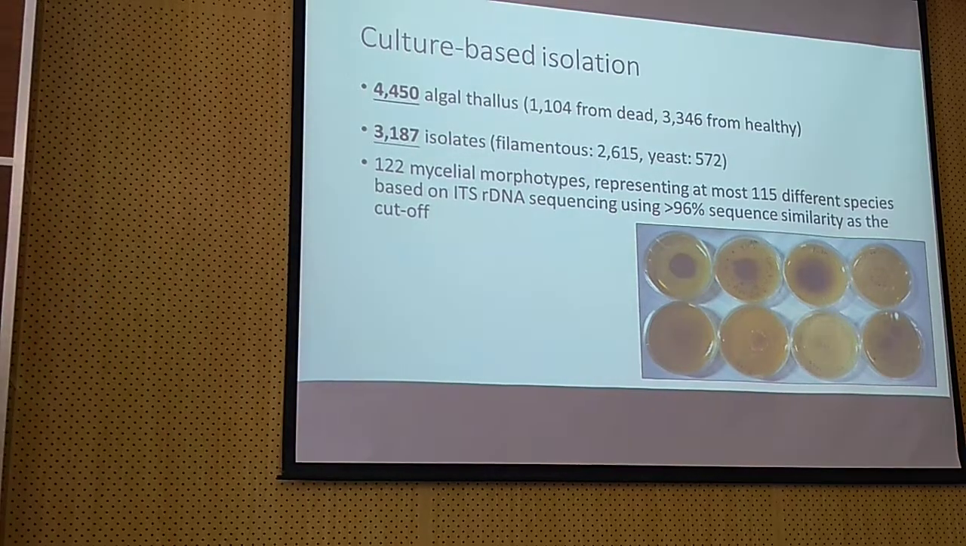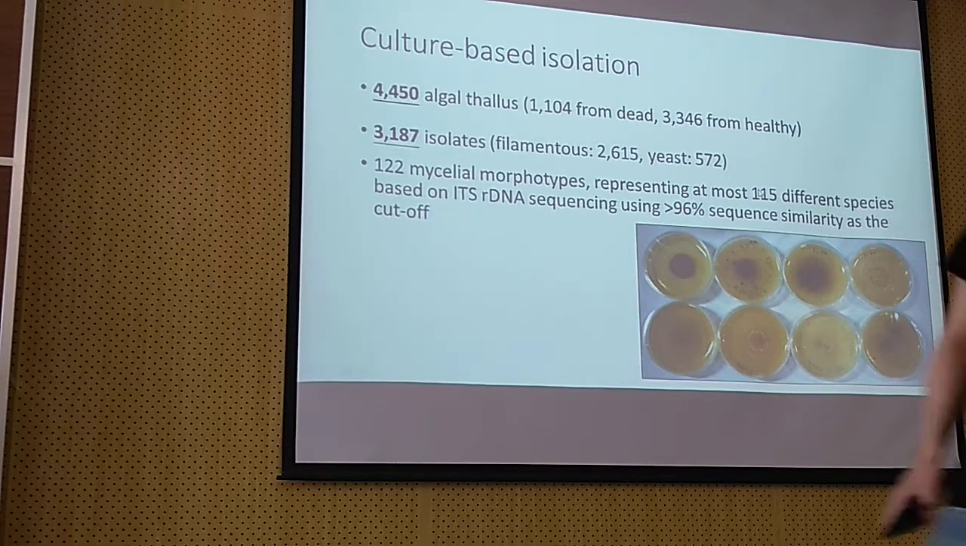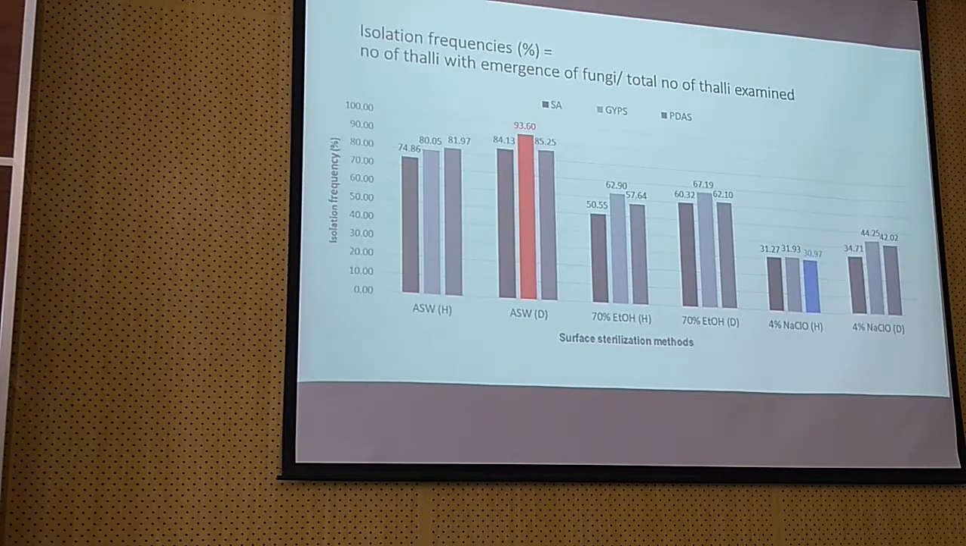And then after grouping them, we sequenced the internal transcribed spacer of the rRNA to identify them, based on the 97% cutoff point of sequence similarity with the sequences in the NCBI database. So this is the result.